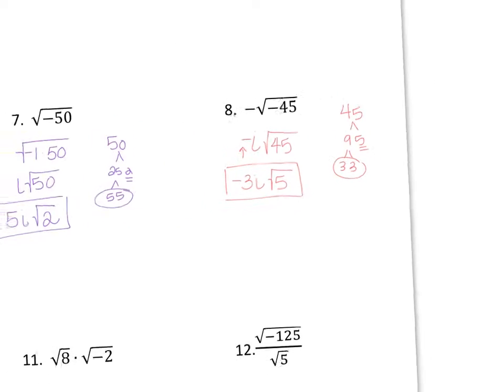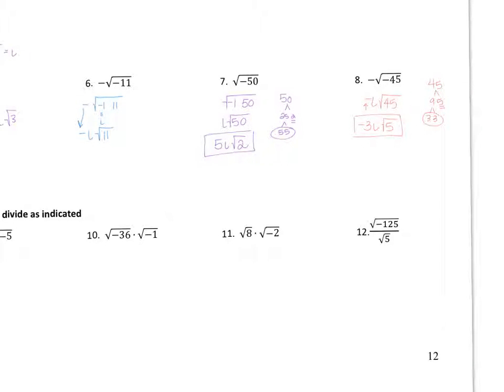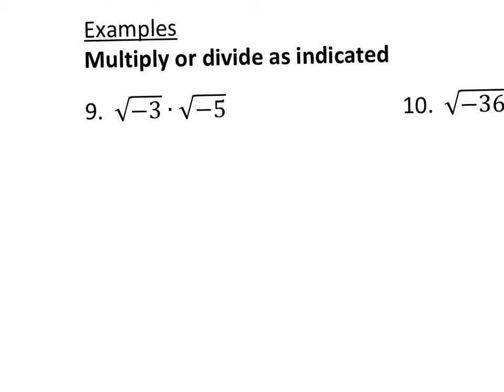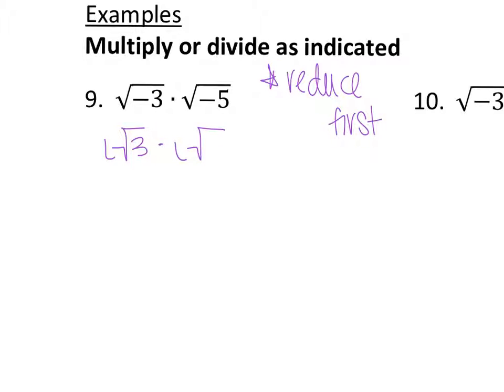So that is how you're able to reduce square roots into complex numbers. Well, let's now go into maybe multiplying complex numbers. So if I go into number 9, first I want to reduce. So the first thing that I want to do is reduce, meaning I'm going to get these into complex number form. I know that this is going to be i square root 3, and it's times i square root 5.